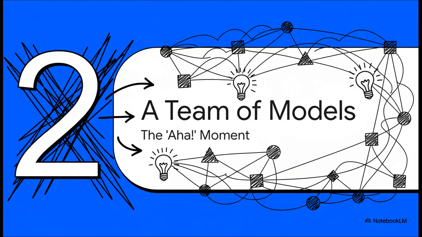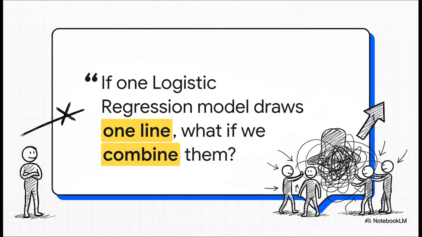Okay, so if one straight line isn't going to cut it, then what's the answer? What do we do? Well, this is where we get to the aha moment, a really clever idea that, honestly, changed everything. The big breakthrough was a total shift in mindset. People stopped trying to build one single, heroic model to solve the whole problem. Instead, they started asking a different question. What if we used a team? What if we combine a bunch of these simple models and have them work together?